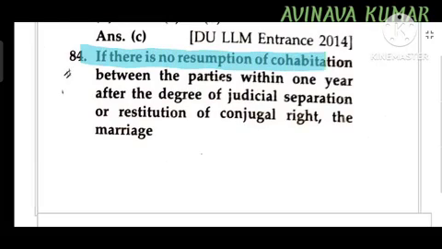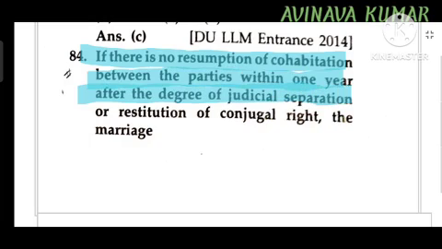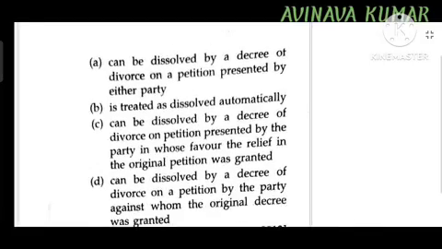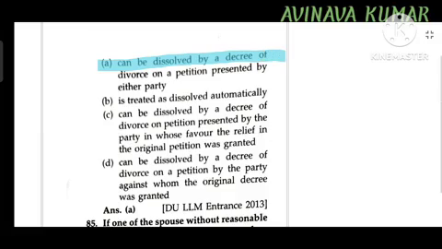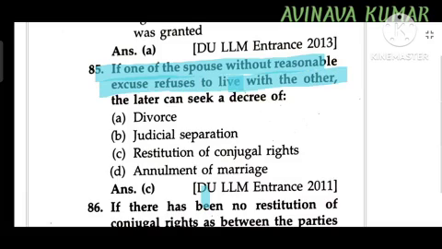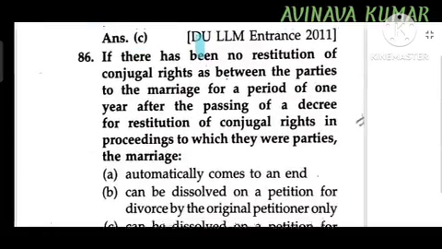If there is no resumption of cohabitation between the parties within 1 year after decree of judicial separation or restitution of conjugal right, the marriage can be dissolved by the decree of divorce on the petition presented by either party. If one of the spouses without reasonable excuse refuses to live with the other, the latter can seek a decree of restitution of conjugal right.